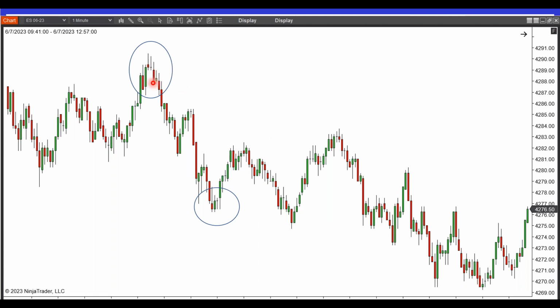And if you're looking at these areas on a bar chart, they're kind of nondescript. You don't understand why a market turned at one level and sold off to a level, then rallied up from it. But when you understand the order flow, you will understand why the market stopped there.